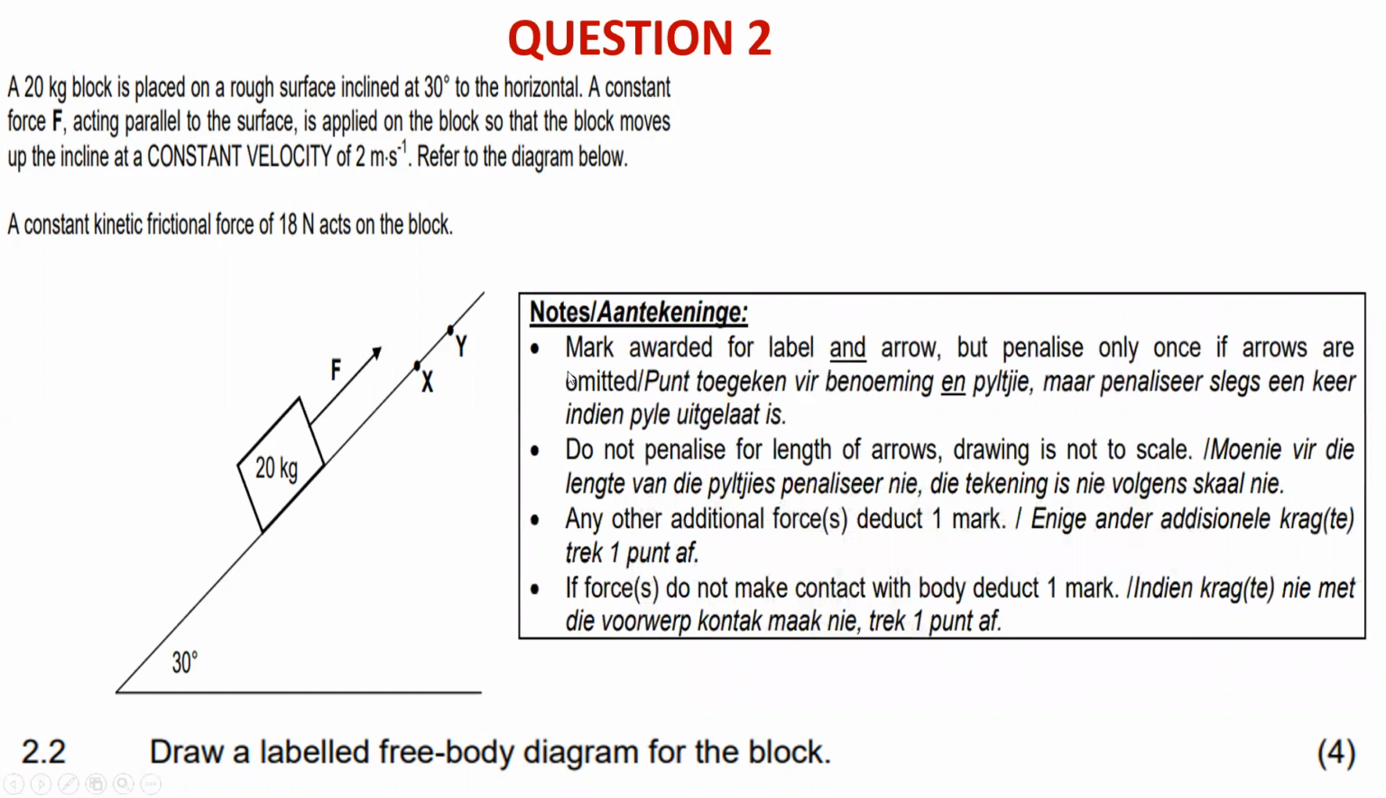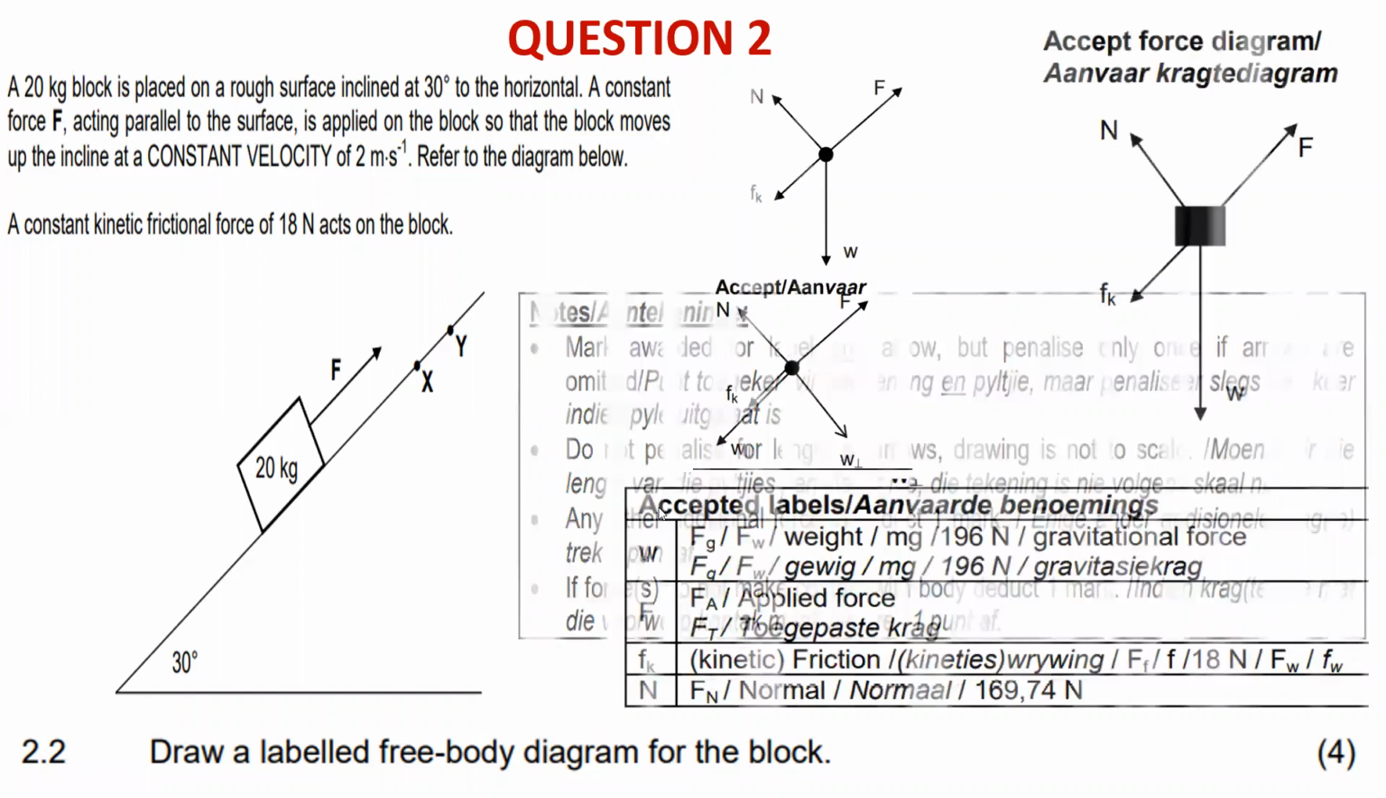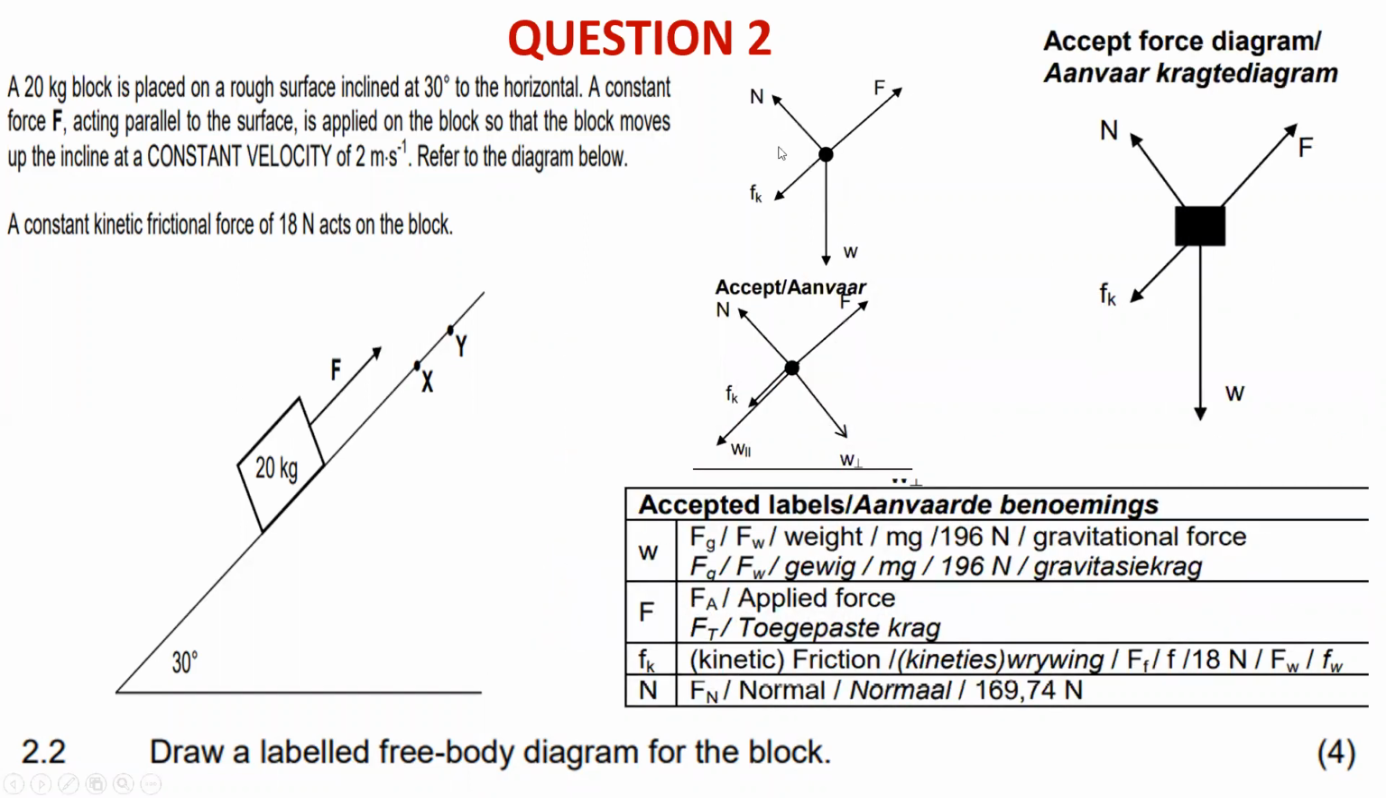Okay, I was talking about this: marks for labels and arrows. If you just draw a free body diagram with symbols, you are not getting full marks. You should write what W is, gravitational force or FG, or any other symbol you can use, but you have to write the name of the force. F is the applied force, and FK or small f is the friction force.